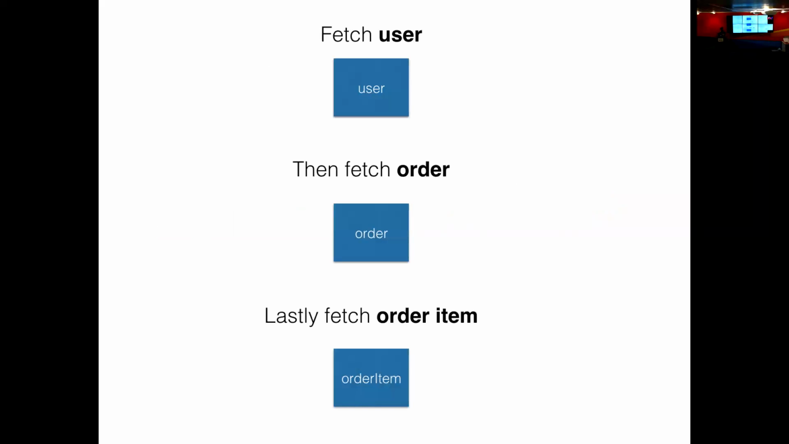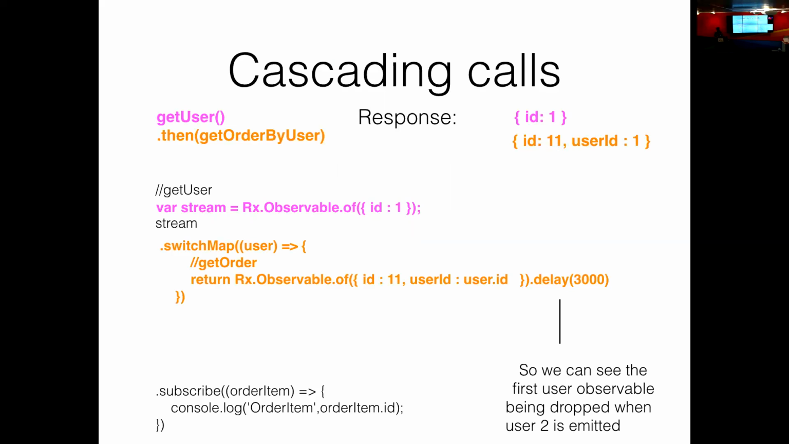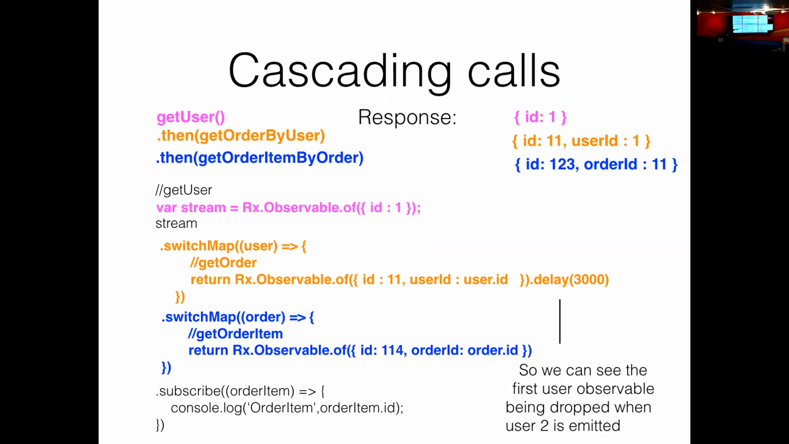But let's say we have a dependent case. Let's say we first want to fetch a user. Once we have that user, we want to fetch that user's orders. So we need to wait. We can't do this one unless this one has completed first. So we have a dependency: fetch user first, then the order. And once we have the order, let's fetch the order item. Clear dependency. We know what that looks like in promises: we have the get user, followed by get order by user, followed by get order item by order. We know what this looks like in promise land.